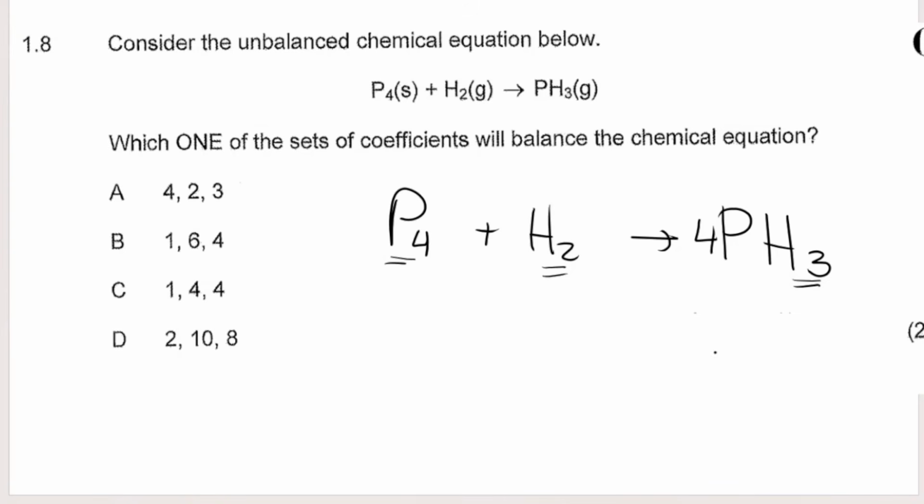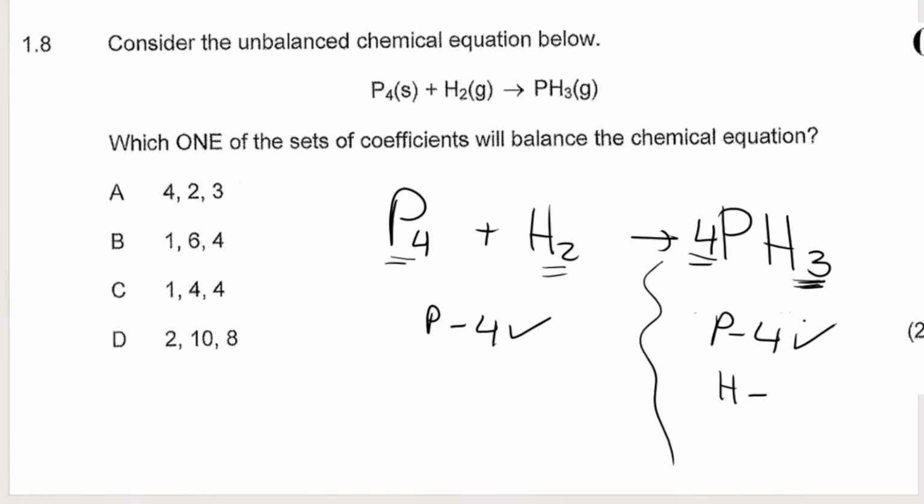If I put a 4 there, now what did I do? Now I fix the phosphorus, my reactants and my products each have 4. Cool. But look at my hydrogens. On my products, I have 4 times 3. I have 12 hydrogens. But over here, I only have 2.